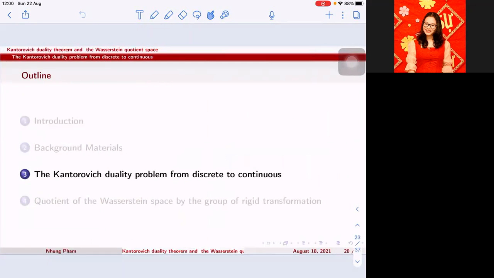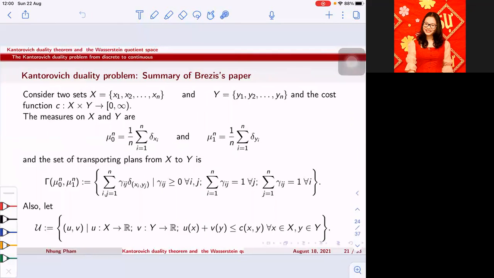So here's the main first part of my research, which is to extend the Kantorovich duality theory from discrete to continuous. So we start with a result from Pham's research paper in 2018. So consider two sets, X and Y, each of n points, and the cost function C from X cross Y to the non-negative real numbers.